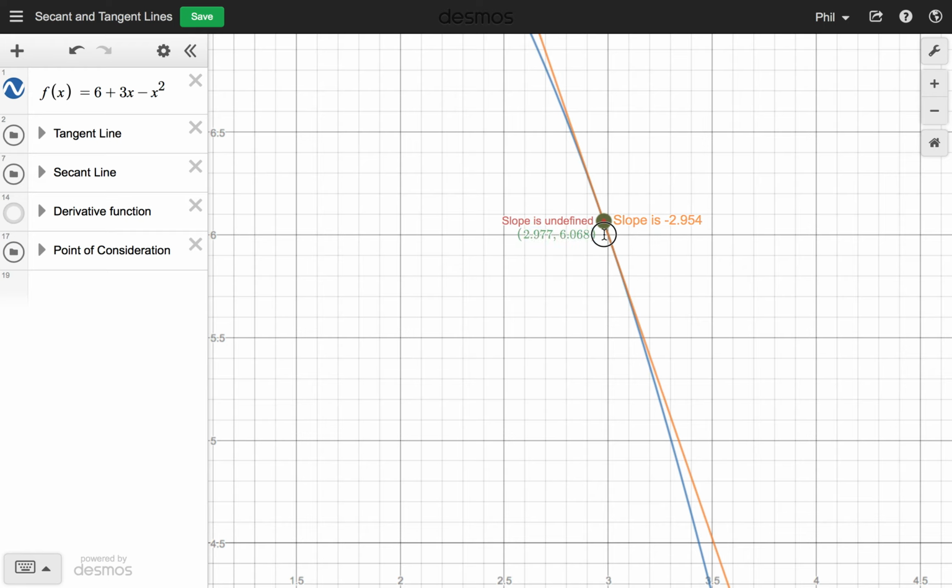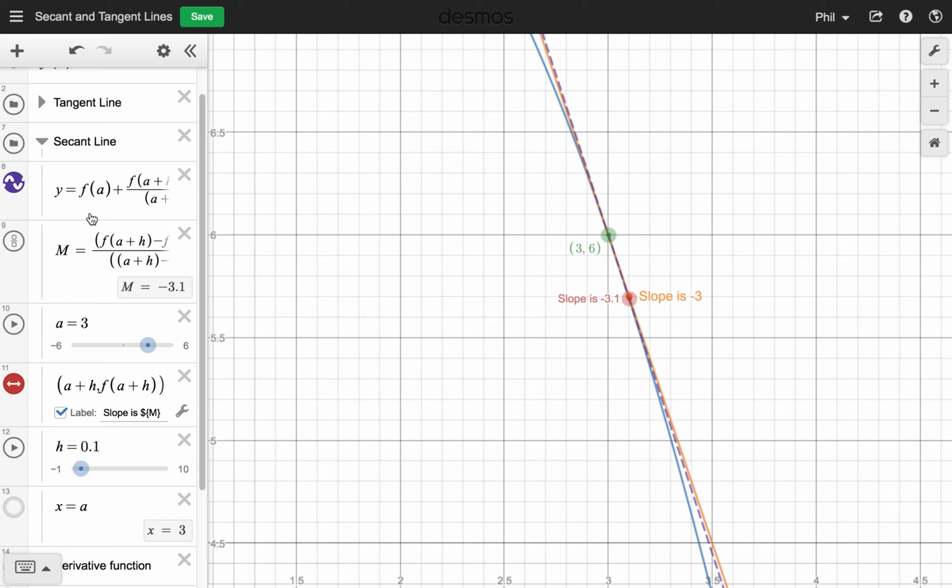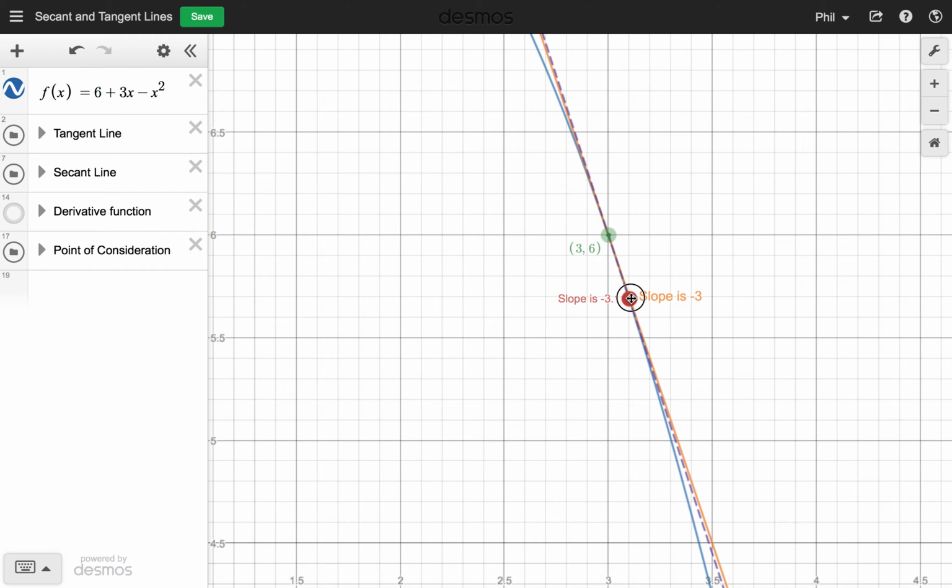If I continue to drag off, oops, sorry about that. Let me fix that. One little quick thing here. Sorry about that. If I drag past the green point, you'll notice that at this point, the slope is less than -3. And at this point, the slope is bigger than -3.